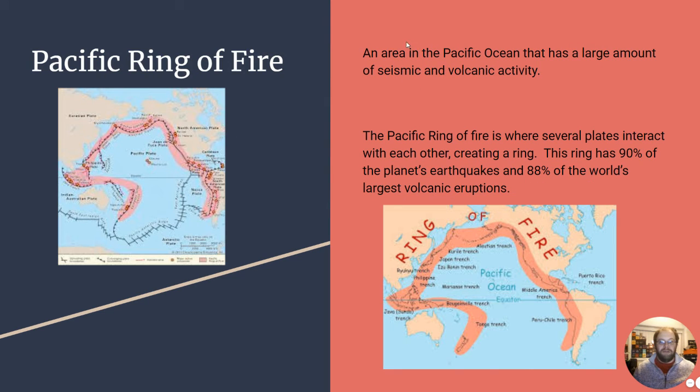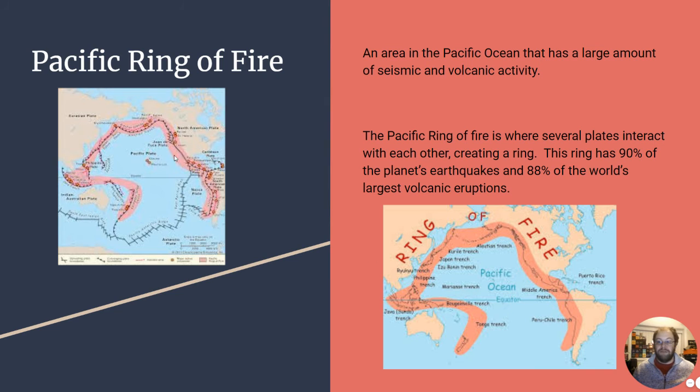Finally, we're going to talk about what's called the Ring of Fire. And this has a lot of seismic and volcanic activity. It's a big ring, basically just one big plate boundary. It's kind of like a circle, and it's where several plates interact, creating this ring. And the ring has 90% of the planet's earthquakes and 88% of the world's largest volcanic eruptions, because this is just a lot of stuff happening here.